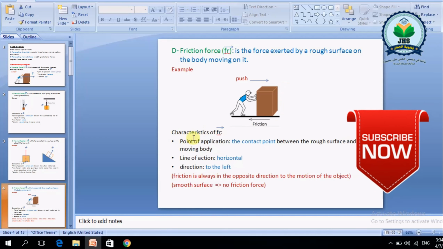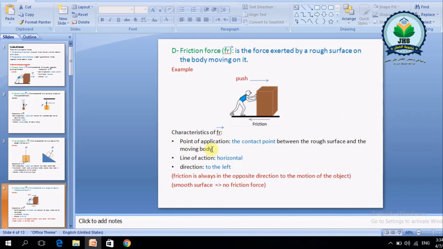What are the characteristics of friction? The point of application: as you know, if we have friction, we have contact, we have touch between the surface and the box. Then the point of application is the contact point. The line of action here is horizontal and the direction here is to the left. A very important note: friction is always in the opposite direction to the motion of the object, you know that. And if we have a smooth surface, we have no friction force. Friction force does not exist on a smooth surface.